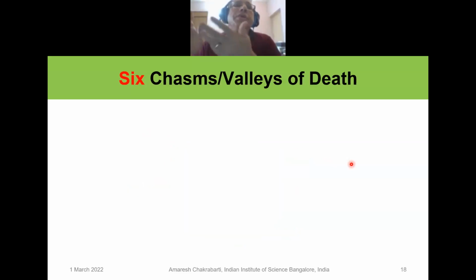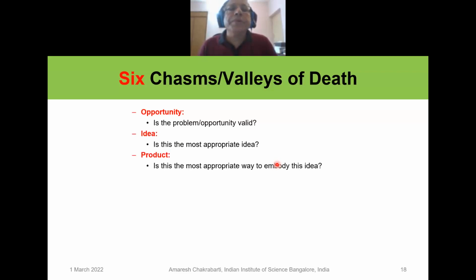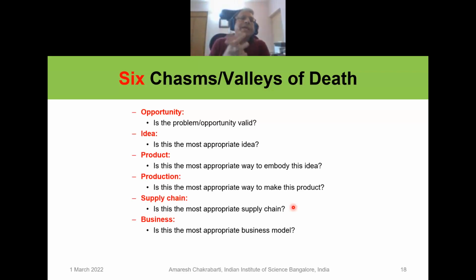Now, these can also be seen as chasms or valleys of death. Are we getting the right opportunity to focus on? Are we looking at the most appropriate idea to fulfill it? Is this the most appropriate way of embodying this idea? Is this the most appropriate way of producing this product? Is this the right supply chain, and is this the right business? So effectively, each of these can be areas in which one can go wrong.